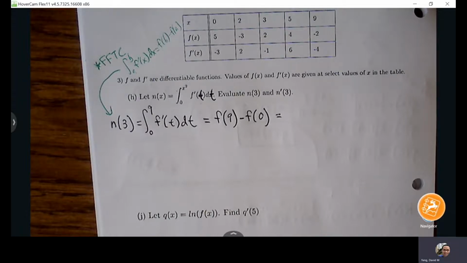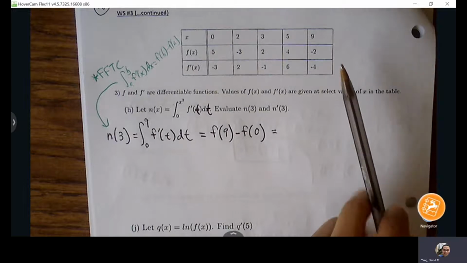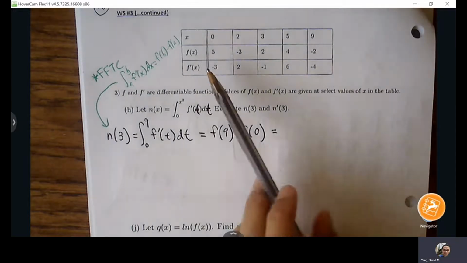Okay, if something doesn't make sense, or you want me to clarify something, just go ahead and ask. I want to make sure that you feel comfortable with every step that we're taking here. Okay, go to your table of values, f of 9 and f of 0.